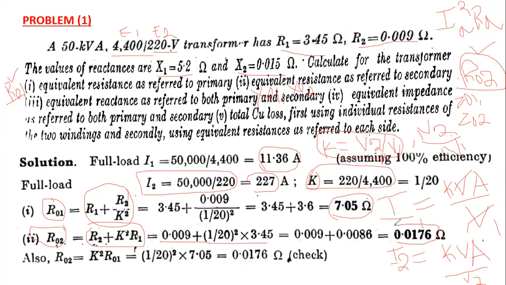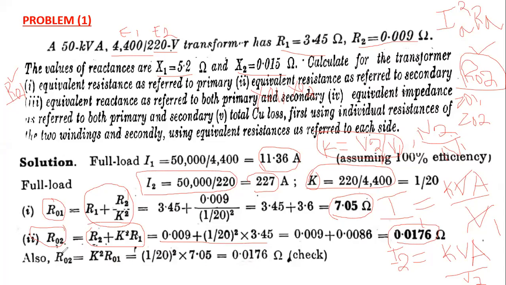Therefore R02 is equal to 0.0176. R02 means the equivalent resistance as referred to secondary.